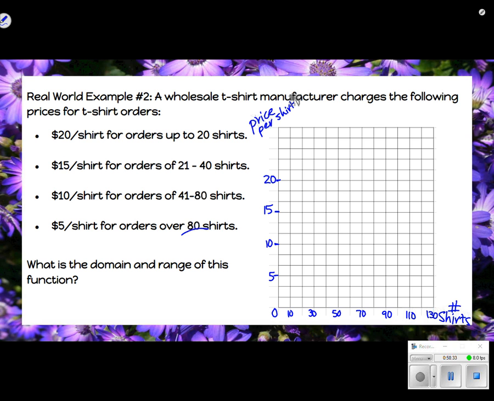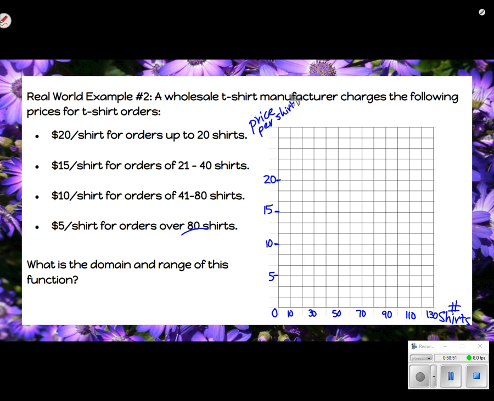You're not going to be charged $20 for ordering 0 shirts. I mean, that doesn't make any sense because we haven't ordered anything. Why should we get charged? But do you see how we're counting by big numbers? So it's going to be hard to estimate, well, how much is one shirt going to be?